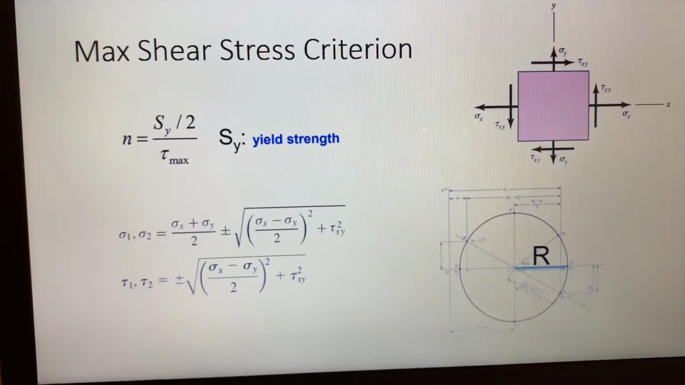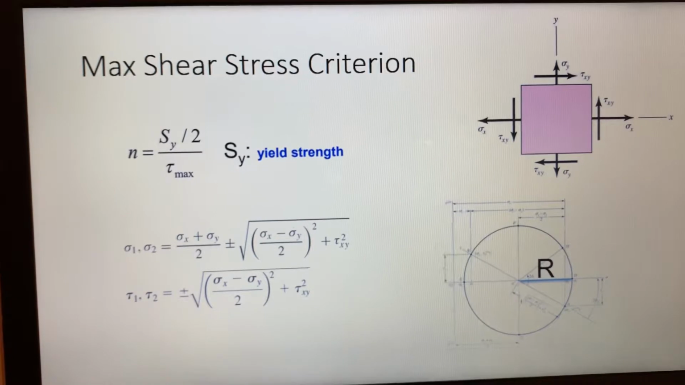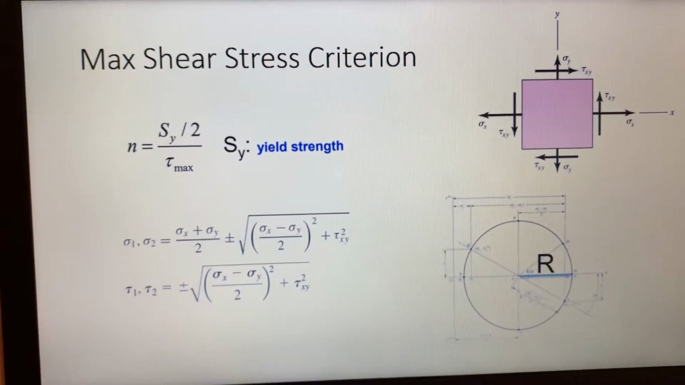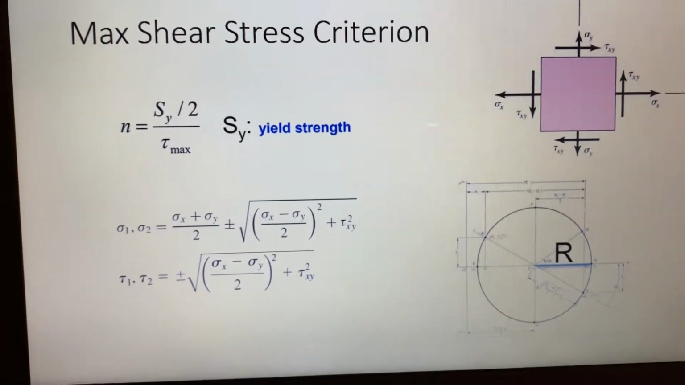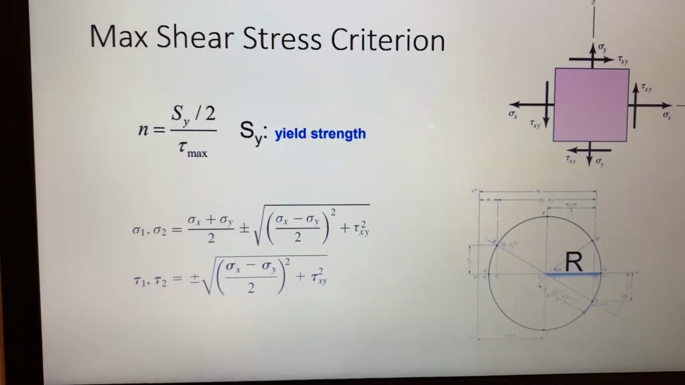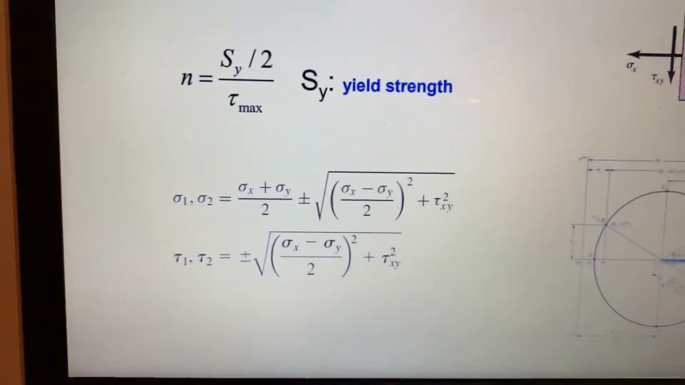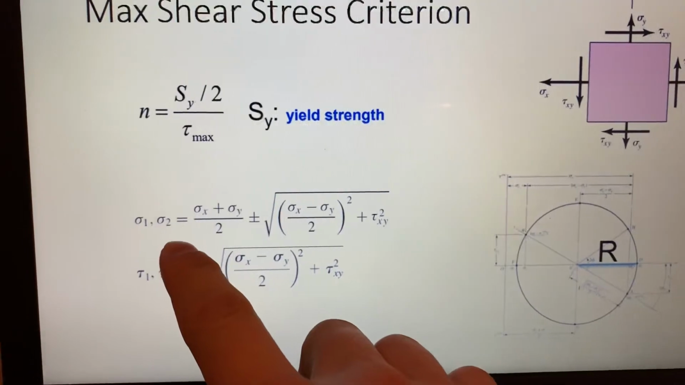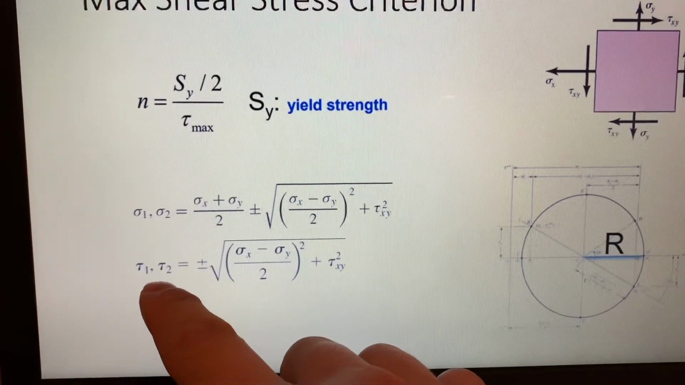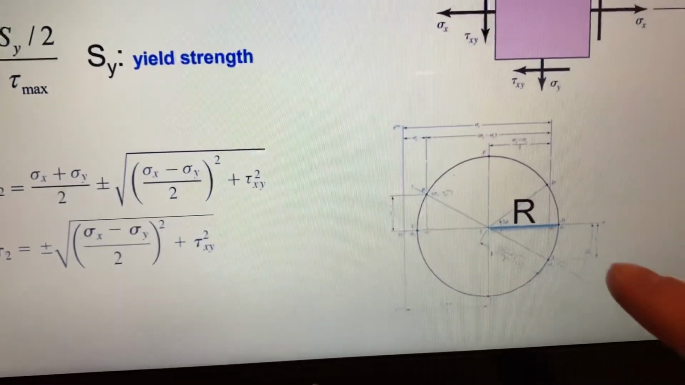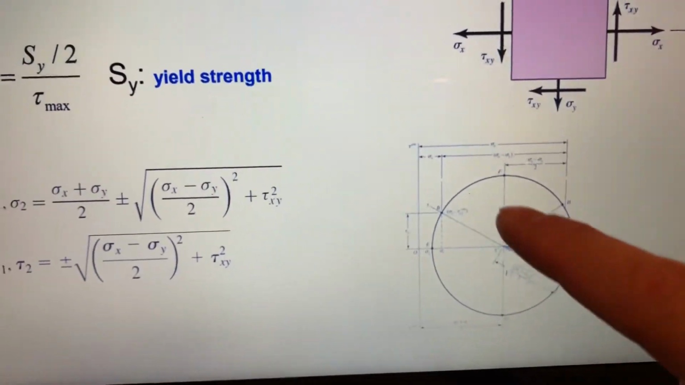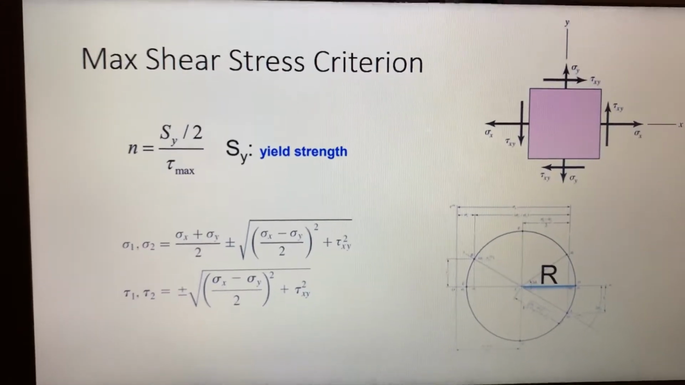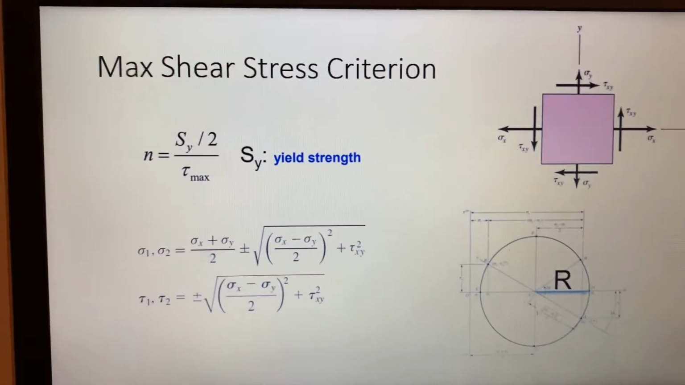And there's a process to find tau max and then put it in the equation for N to solve for N. But to solve for tau max, we take theta 1 and theta 2, we use this equation to solve for theta 1 and theta 2, and then tau 1 and tau 2, and then we'll draw a Mohr circle using those and find where tau max is. And then once we find tau max, we can then go and calculate N.